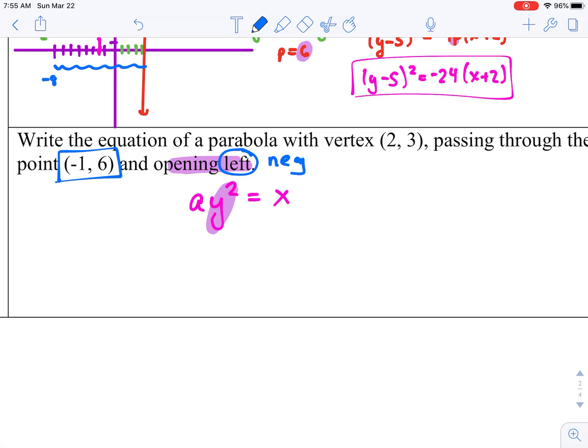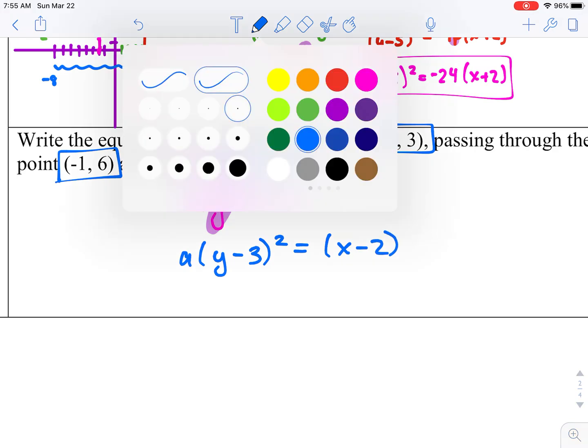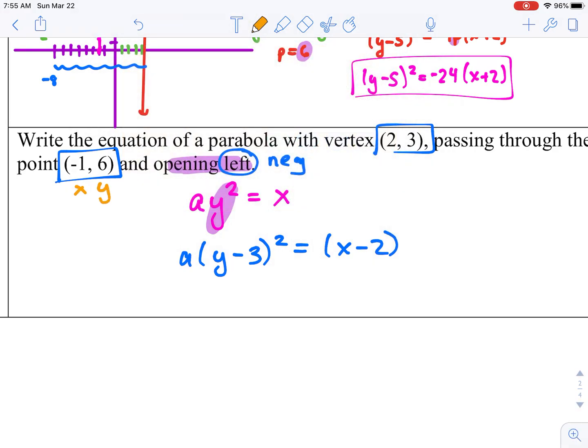So if we have this equation now, let's go ahead and put in our vertex. So we'll have a times y minus 3 squared equals x minus 2. And we can plop in our x and y ordered pairs. And our goal is to solve for our a. For our a, let's put our y as 6. And then our x would be negative 1. Solving, 6 minus 3 is 3, and 3 squared is 9. So I'm going to write 9a. And then on the other side, we have a negative 3.